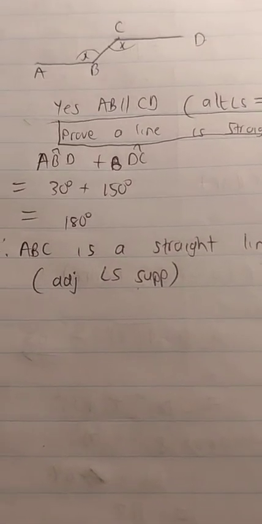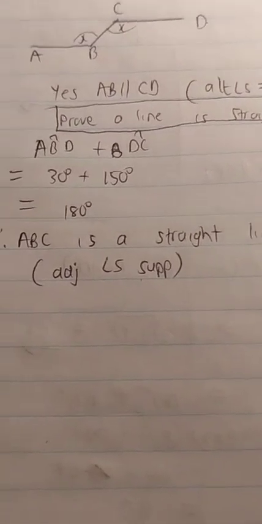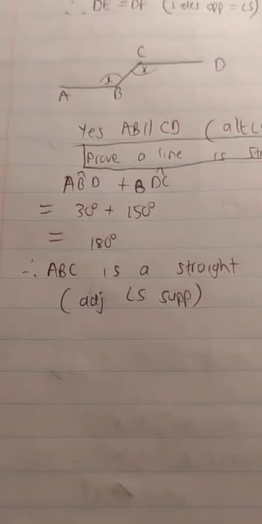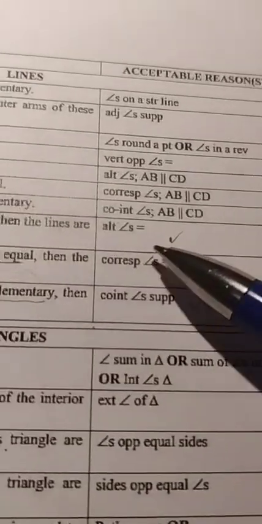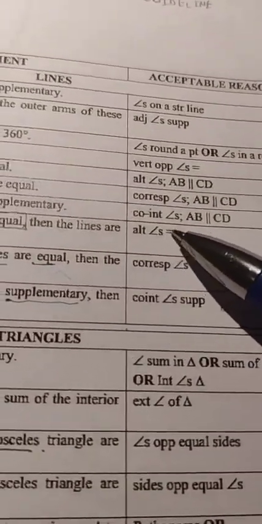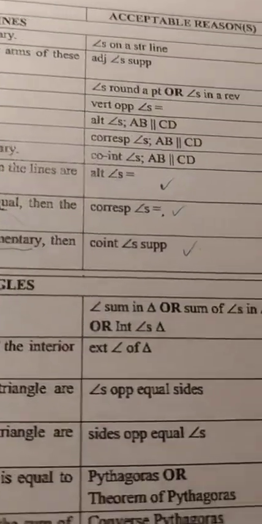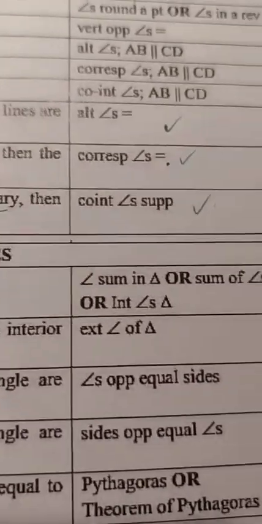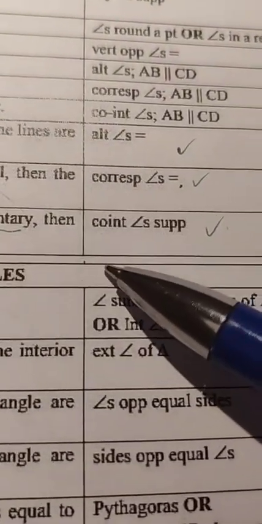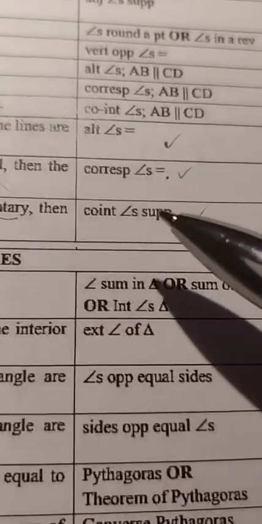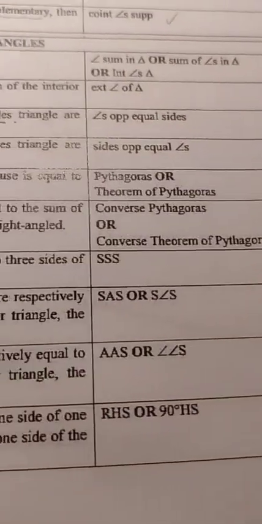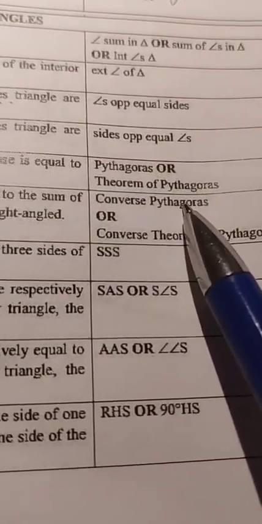Yes, Beauty, you converse them, but please be careful that you use the acceptable reason to support your concluding statement. Therefore, ABC is a straight line, adjacent angles supplementary. Therefore, AB is parallel to CD, one of three reasons: alternate angles are equal. You saw those alternate angles, you saw that they are equal. Therefore, AB is parallel to CD, corresponding angles equal. Therefore, XY is parallel to PT, co-interior angles supplementary. You saw those co-interior angles that add up to 180. Therefore, the triangle is a right angle triangle, converse Pythagoras.